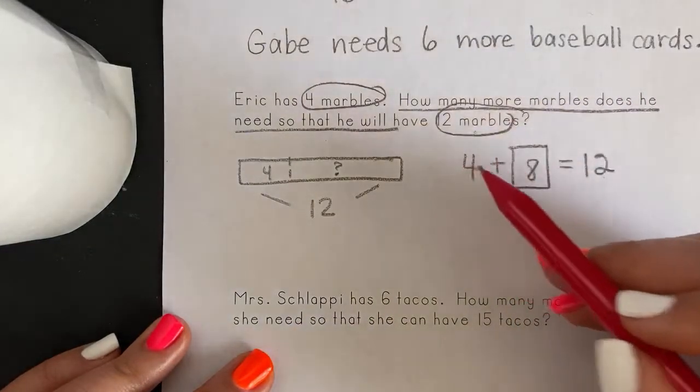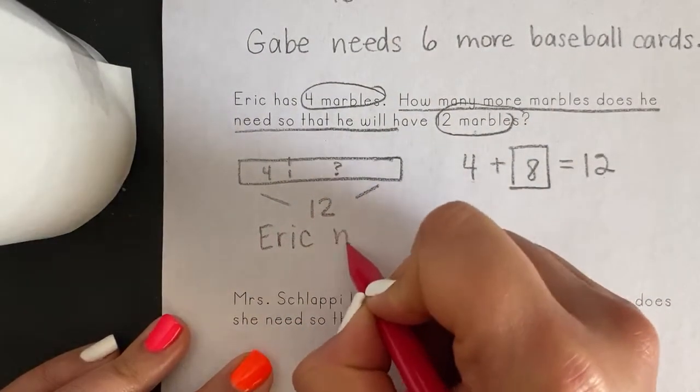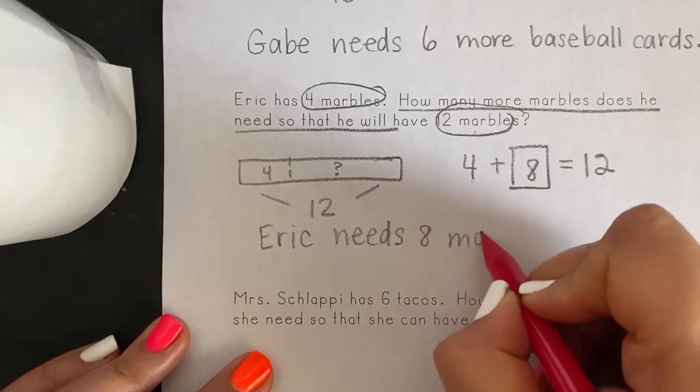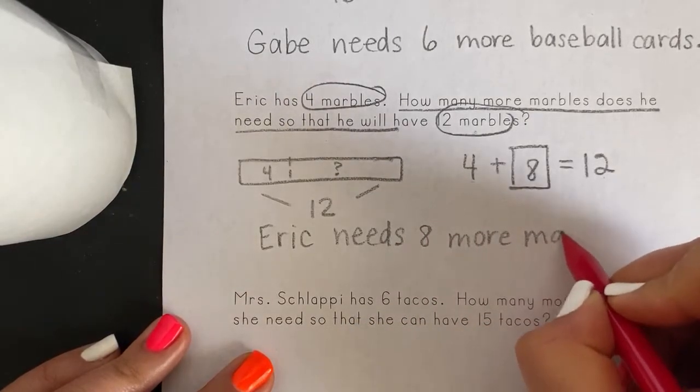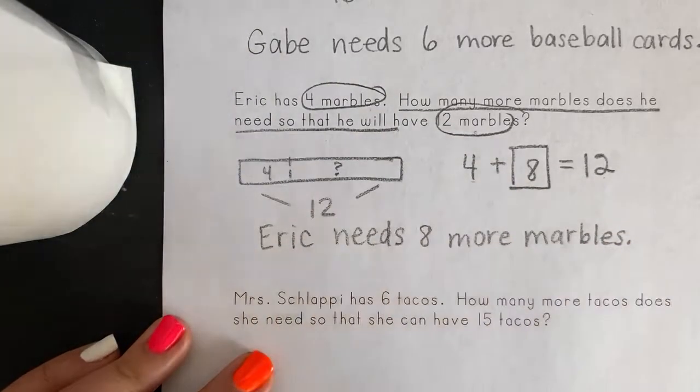And then I need to just answer my question. How many more marbles does he need? Eric needs 8 more marbles. Started with a capital, ended with a period.